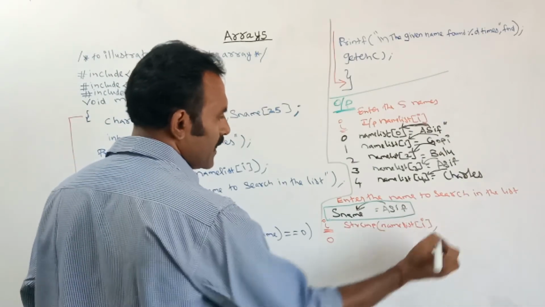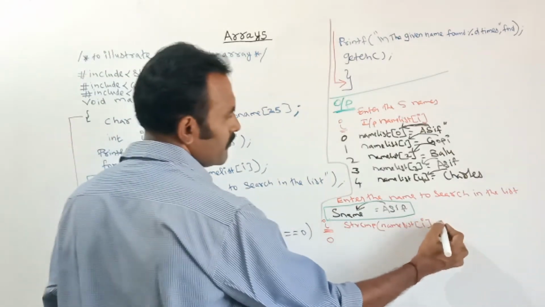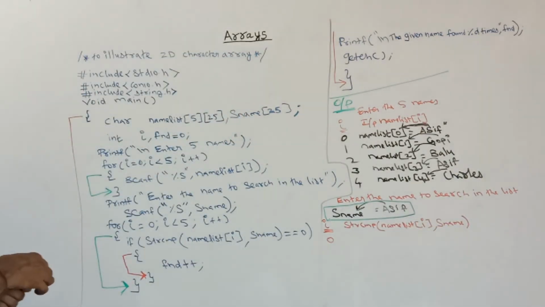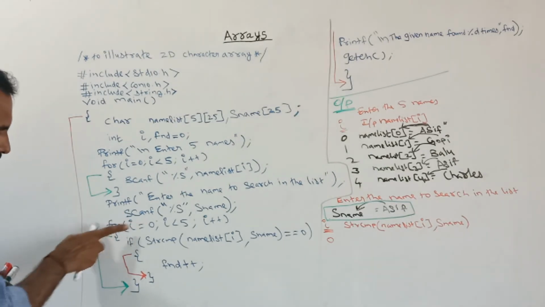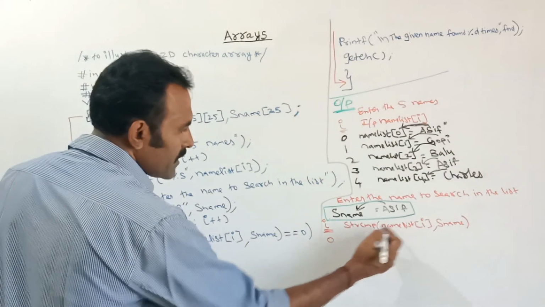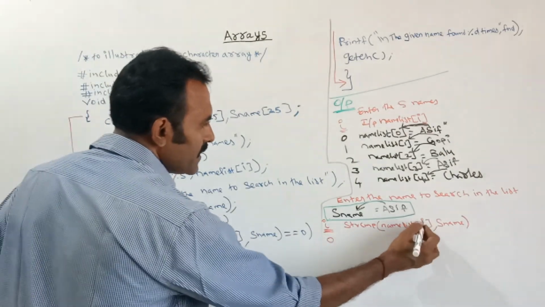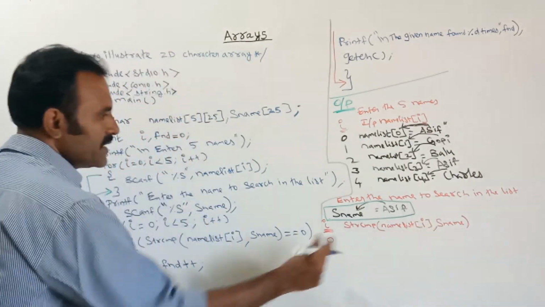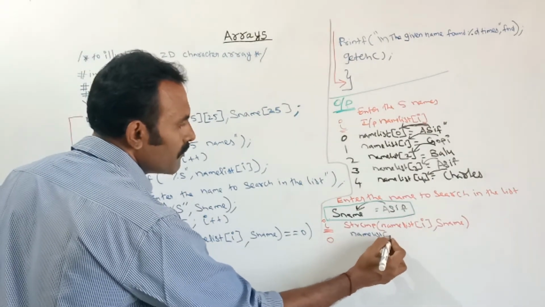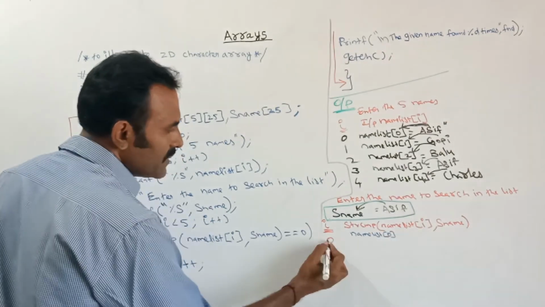Name list of i and sname. So when i is equal to 0, it comes inside here: string compare of name list of ith value. Now the i value is 0. What is the name list of the 0th value?